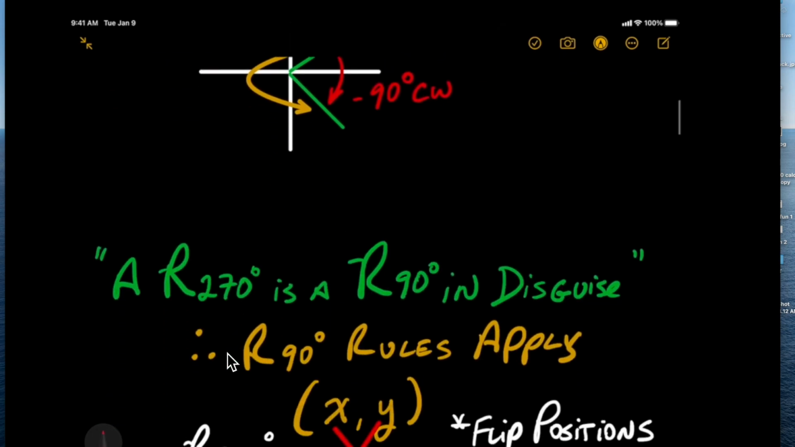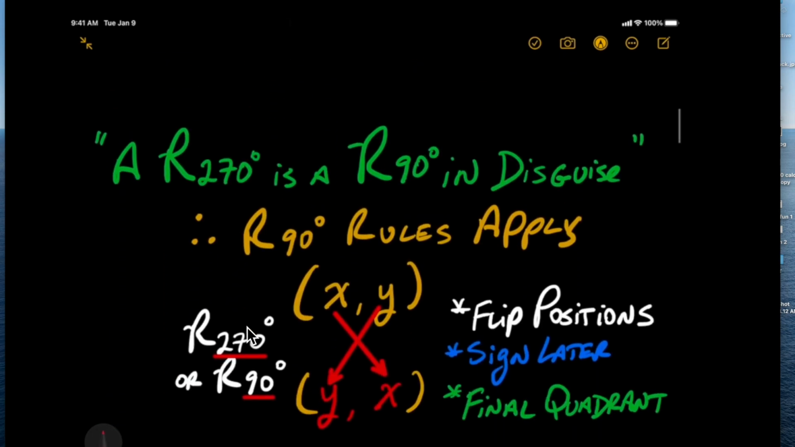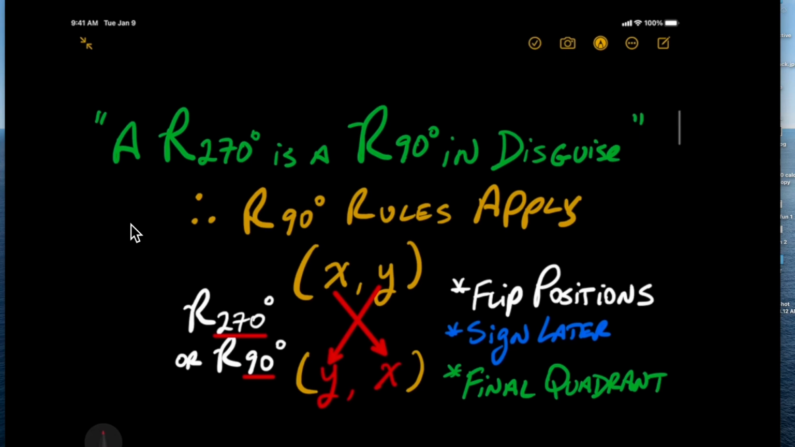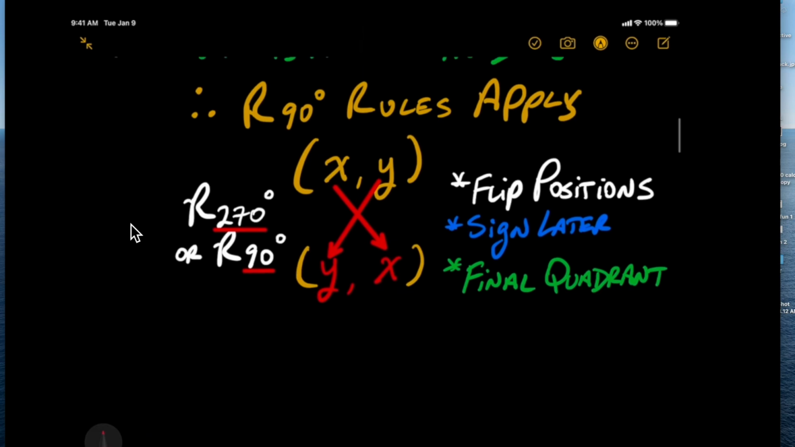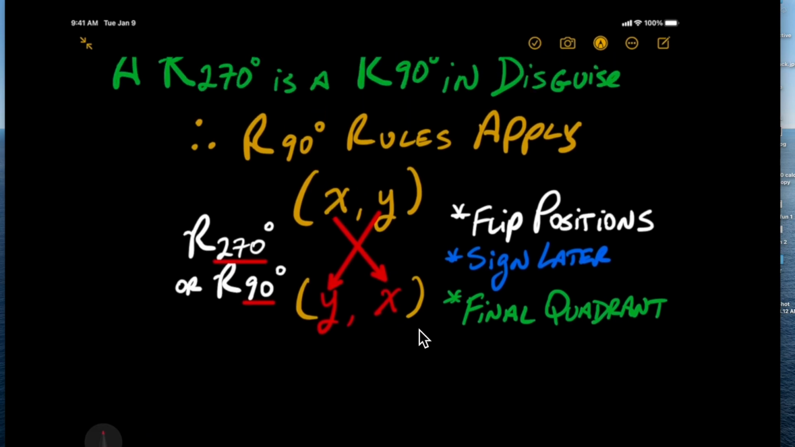So as a result, you can think of a rotation of 270 degrees as a rotation of 90 degrees in disguise. And as a result, the 90 degree rotation rules apply. So if you have either a 270 degree or a 90 degree rotation, you are going to flip the positions. And again, we will deal with the sign later once we determine the final quadrant.